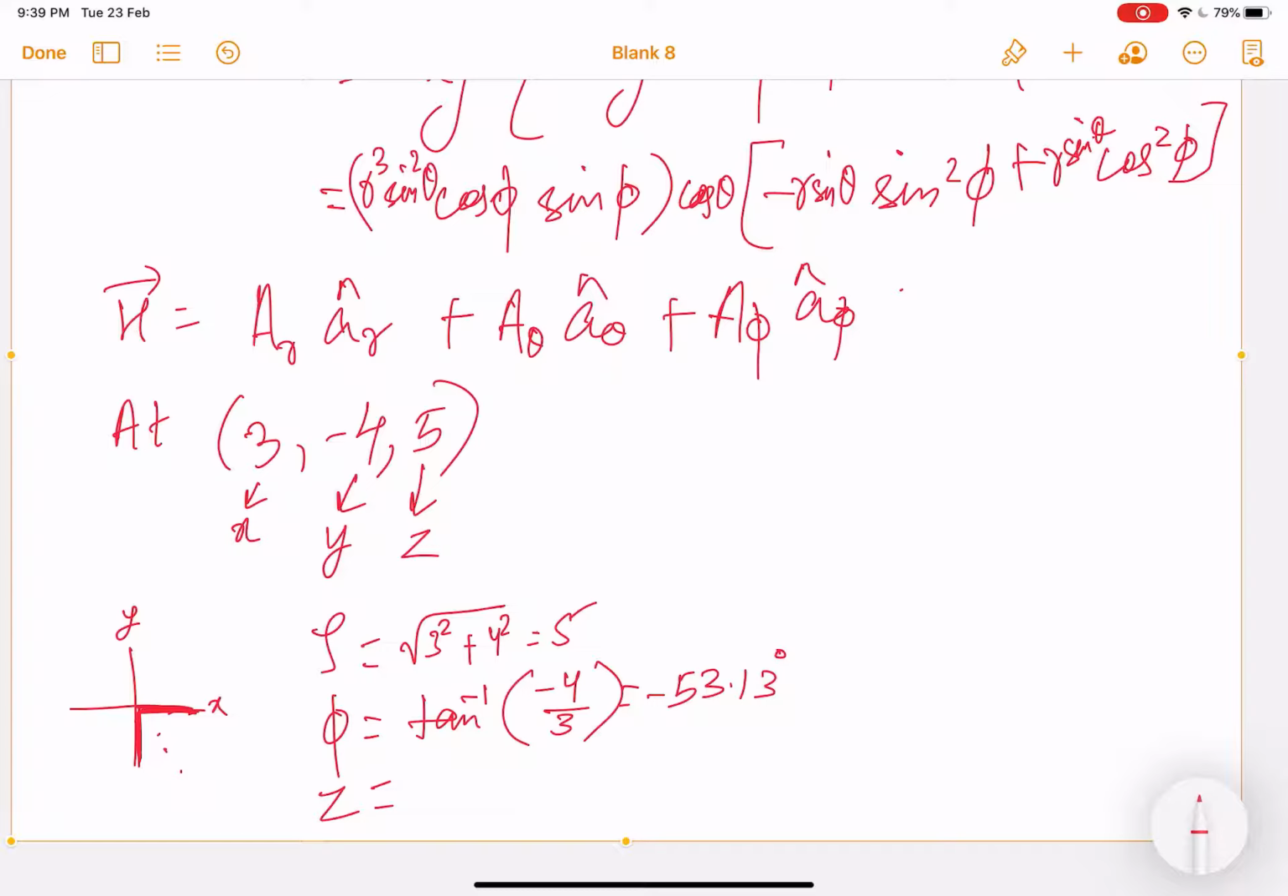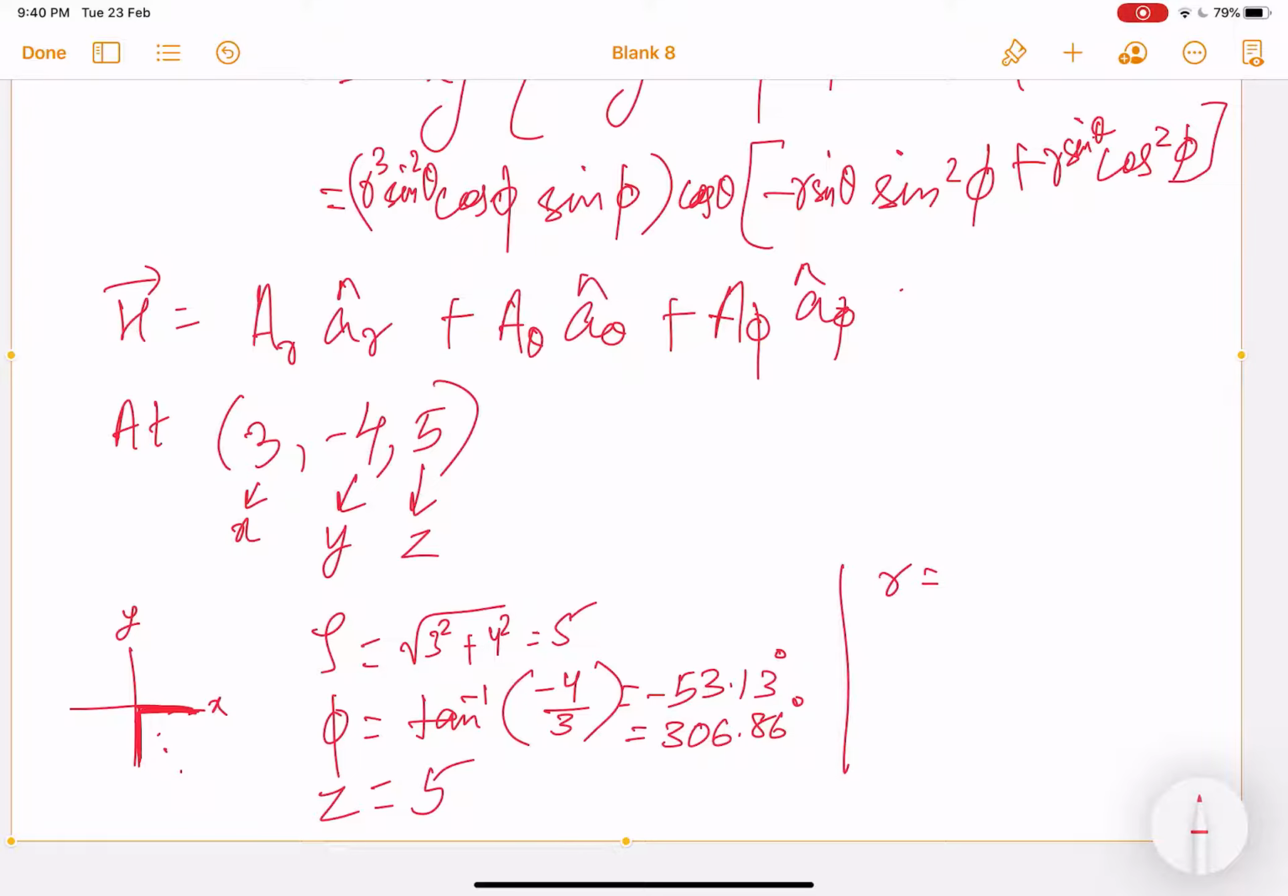Since you have taken your phi in the range of 0 to 360 degrees, instead of writing the negative of this angle, you write it in terms of the other angle. This is also equal to 306.86 degrees. This phi now lies in this range. Then next z will be 5. Okay, this is correct.